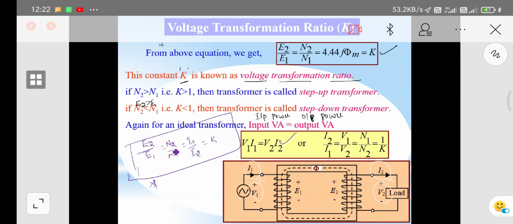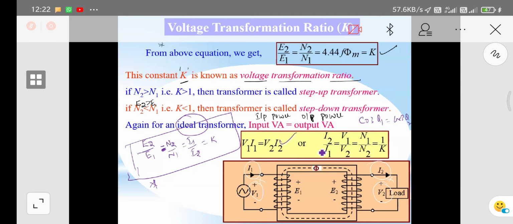That is E2 by E1, N2 by N1, that is equal to I1 by I2 equal to K. Okay. So why in an ideal transformer is input power equal to output power? Because the power factor is also the same here. The cos phi 1 is equal to cos phi 2. Generally we have V1 I1 cos phi 1, V2 I2 cos phi 2.